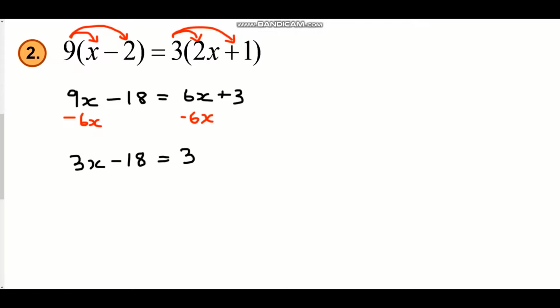Okay, now, minus 18 on the left-hand side here, 3x minus 18, I don't want that minus 18. I'm going to plus 18 on to cancel it out. Okay, but to keep this equation balanced, I have to plus 18 on to my 3 on the right-hand side as well. So I'm left with 3x. The minus 18 has been cancelled out by the plus 18, and that's equal to 3 plus 18, which is 21.